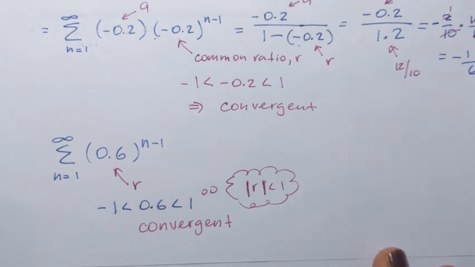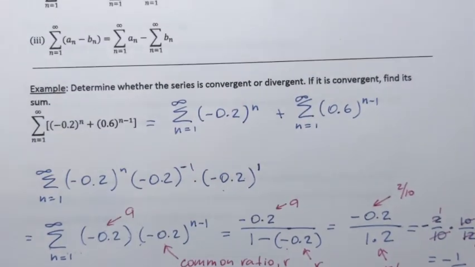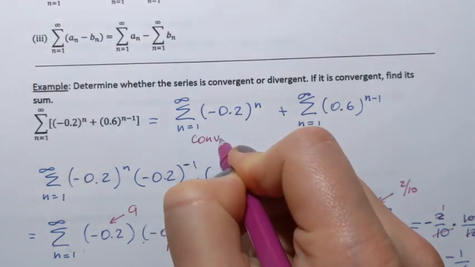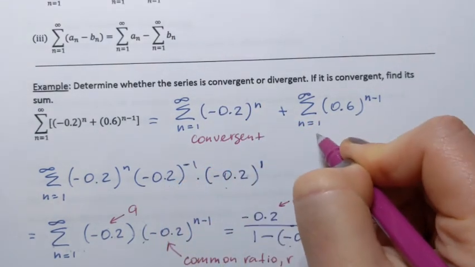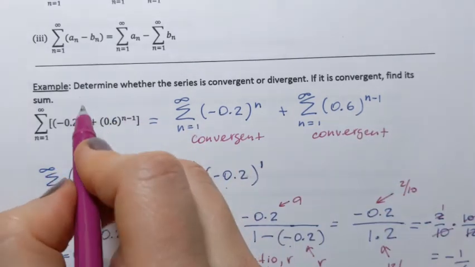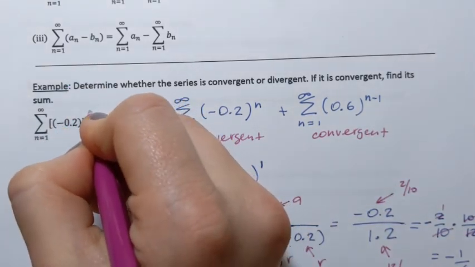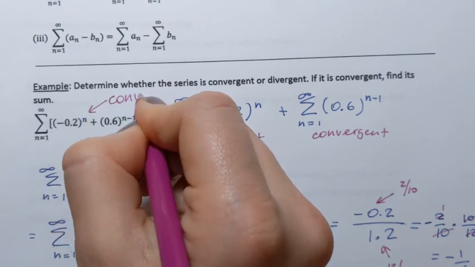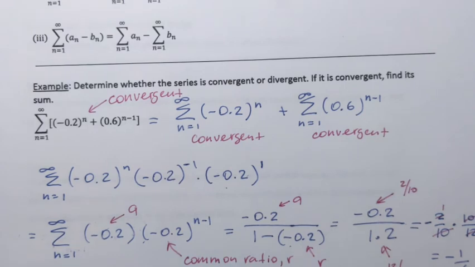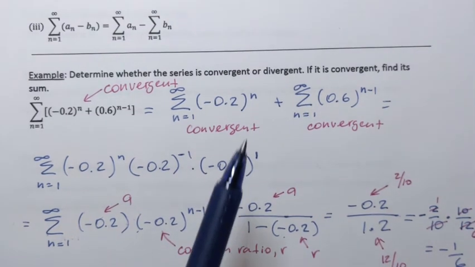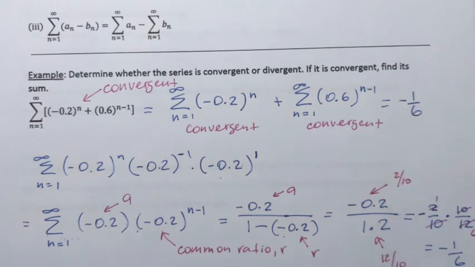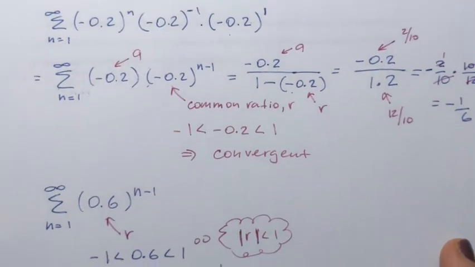So first of all, I can already say that the given series is convergent. This one is convergent, and this one over here is convergent. So that means that this series is convergent. But if it's convergent, we need to find its sum. We already know the sum for the first piece here, that's negative 1/6. Let's find the second one.